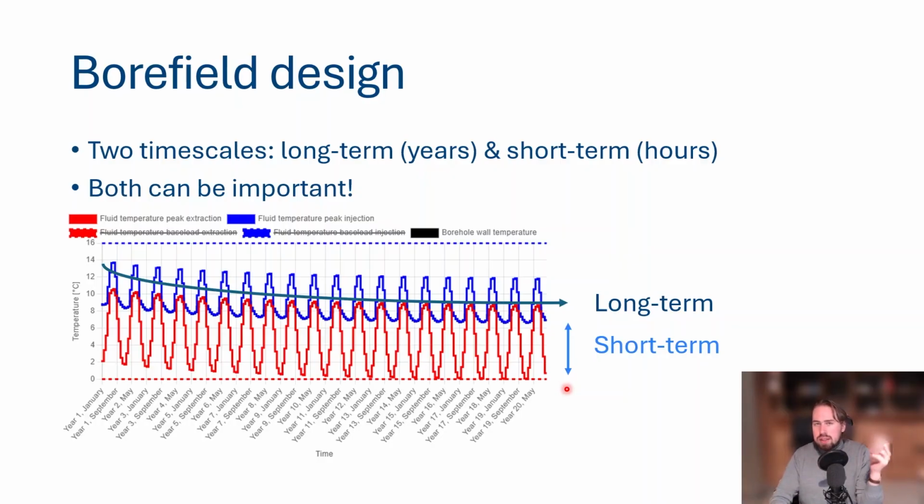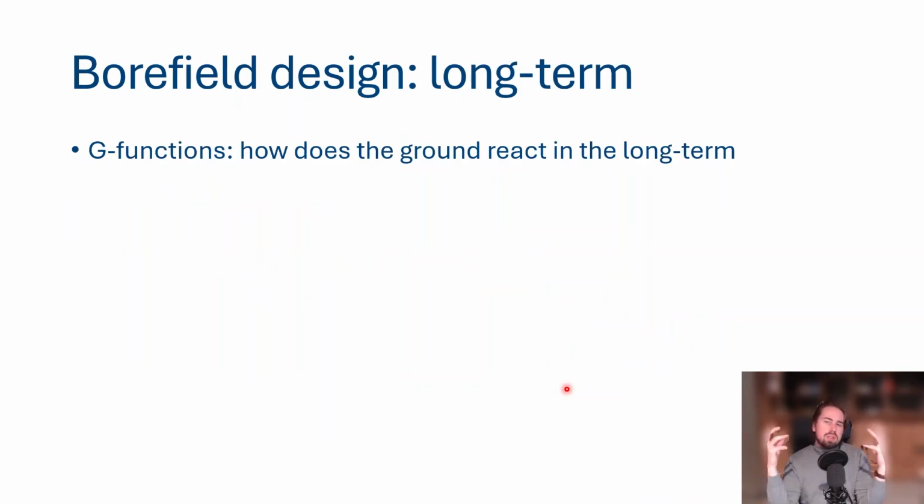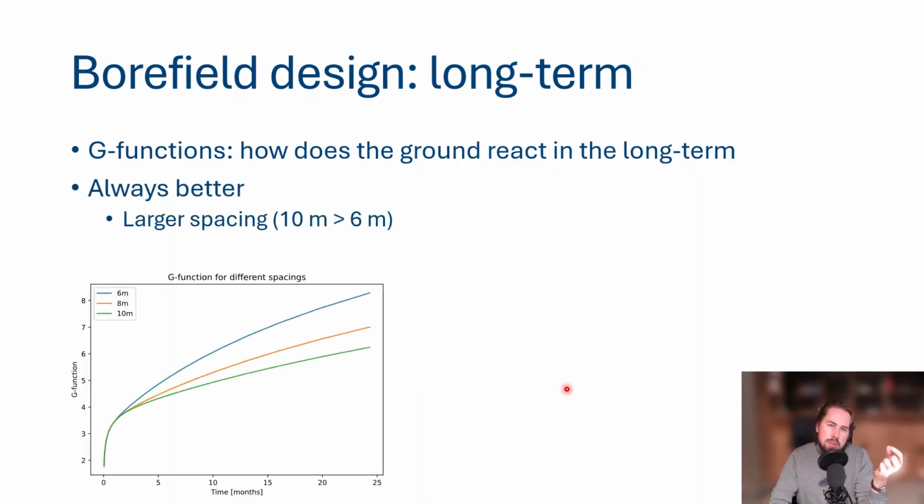Now, for the long-term effect, this temperature drift, this was determined by the G functions. How does this ground react in the long term, depending on your configuration, etc. So from this perspective, we know it's always better to put our boreholes as far apart as possible. And this is because the farther the boreholes are apart, the easier it is to exchange this imbalance, this energy, with what is called the undisturbed ground, the infinite ground around the borefield.